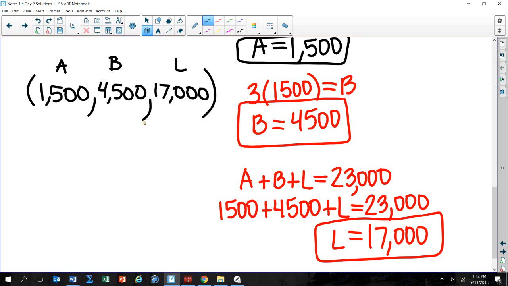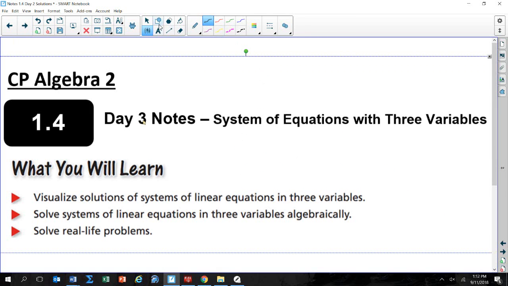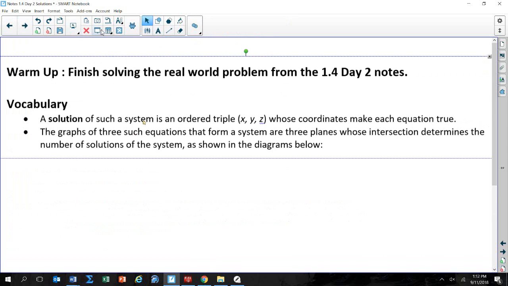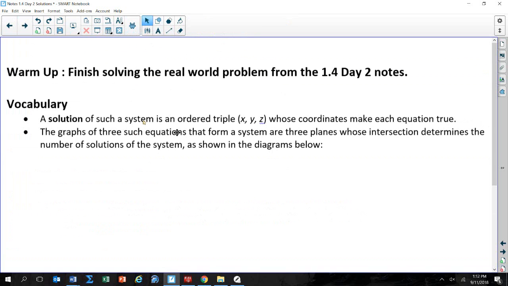We're going to shift gears, now that you've seen another substitution example, over to this 1.4 day 3 notes. Okay. In 1.4 day 3, we are still going to be talking about 3 variable systems, except for now we're going to talk about the case where there's no solution and the case where there's many solutions. So last class we just focused on one single solution. So today we're going to talk about the other 2 possibilities.